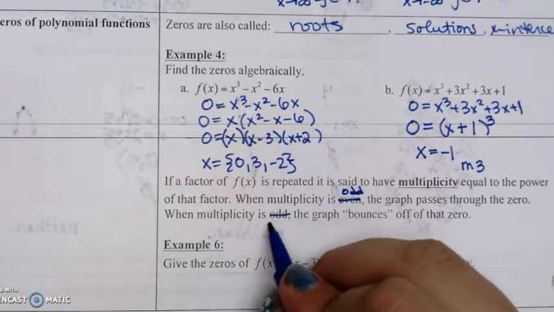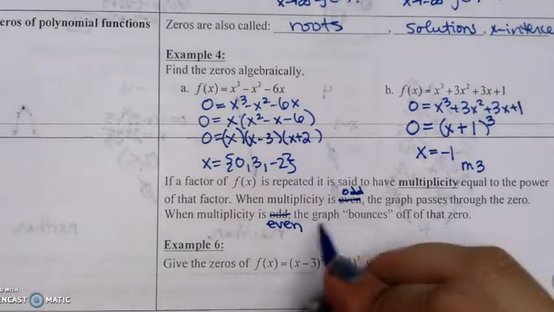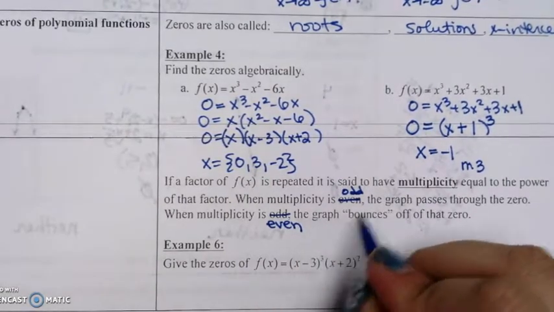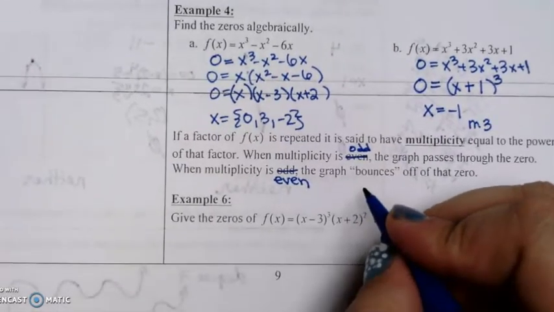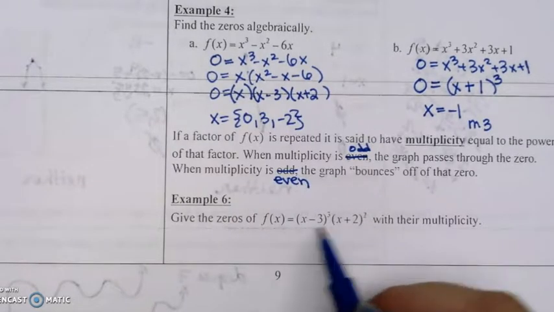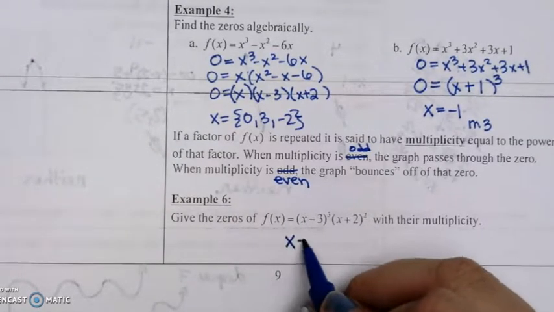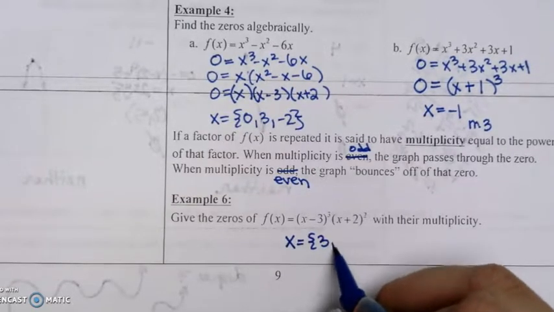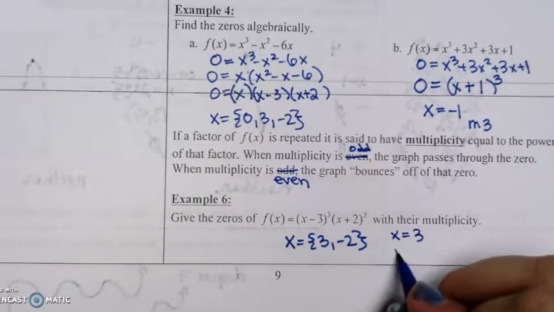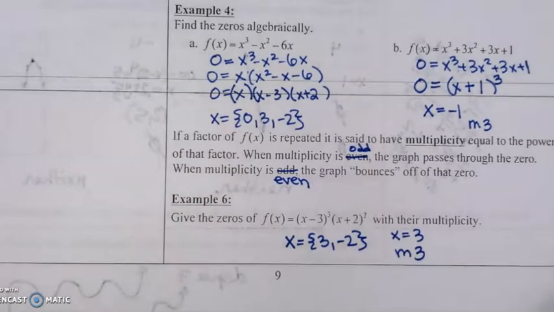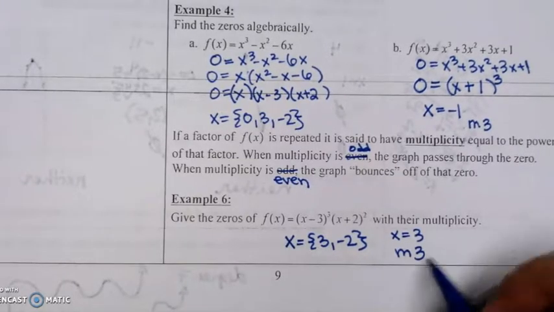When multiplicity is even, the graph bounces off of that 0. So think about x squared kind of bounces, x cubed goes through. Okay, so in example 6, we have f of x. I have it already factored, so I know that my zeros are at 3 and negative 2. And we can say that x is 3 with a multiplicity of 3, which means it will go through the graph at x equals 3, through the x-axis.